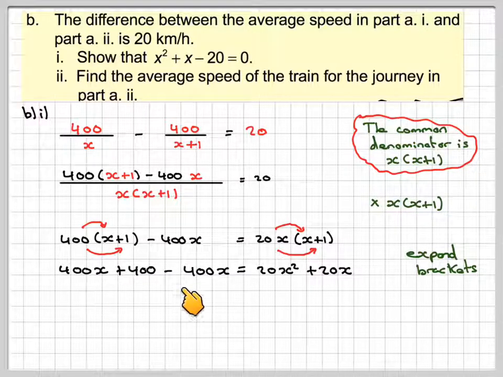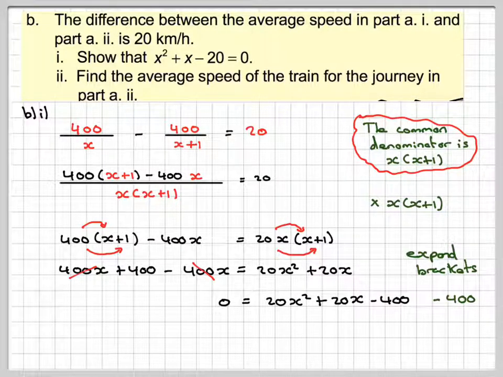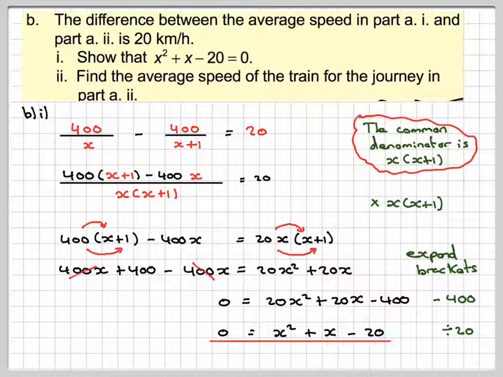We see here we've got 400x minus 400x, so they cancel each other out. And then we're going to take 400 from both sides. We take 400 from this side, we're going to have 0. And on this side we're going to have 20x squared plus 20x minus 400. 20, 20 and 400 are all divisible by 20. So we get x squared plus x minus 20 is equal to 0, which is what we want.